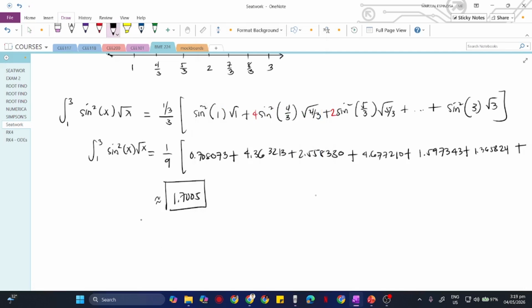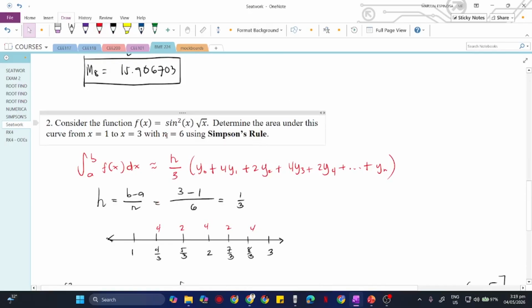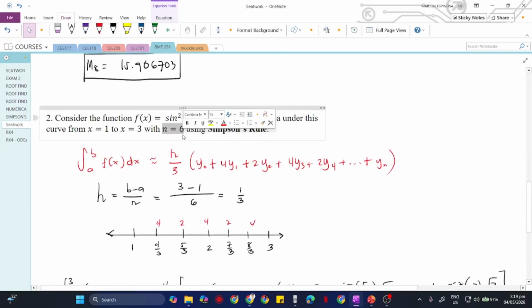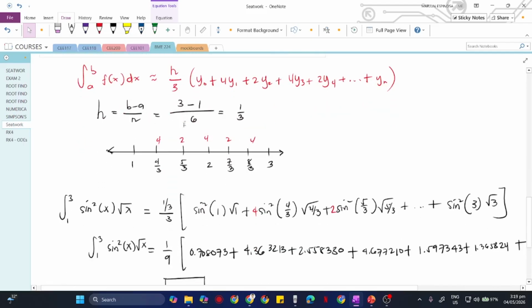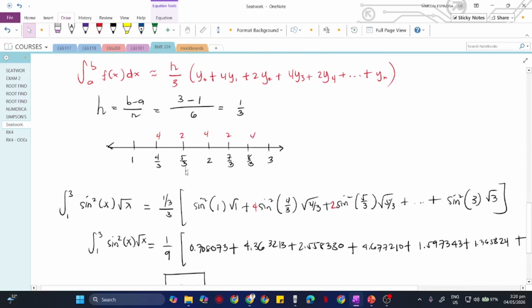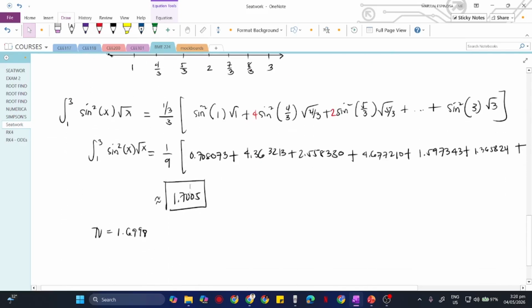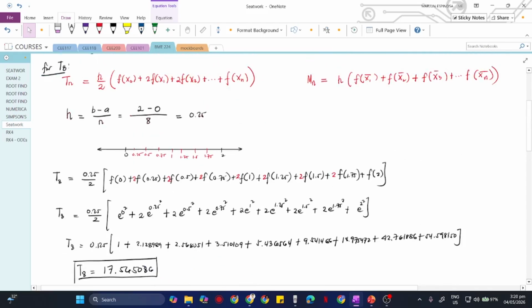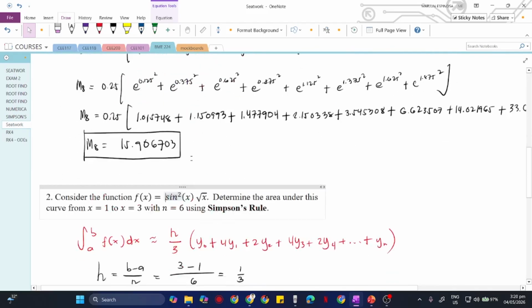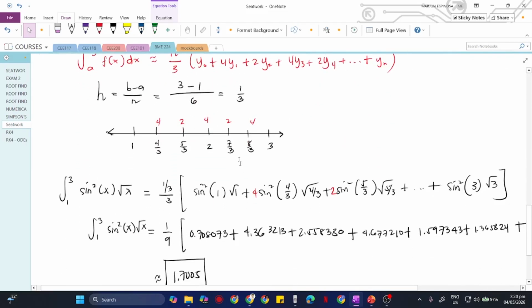Okay, malapit lang din. Okay, yung true value dito is 1.6998. So, napansin niyo no? Using Simpson's rule, although 6 intervals lang to, o 6 sub-intervals, no? Pwede nyo din i-try using trapezoidal and midpoint, but you will still come up to the conclusion na yung Simpson's rule is yung mas accurate compared dun sa midpoint at saka trapezoidal. Okay? So I think we're done for this afternoon, no?